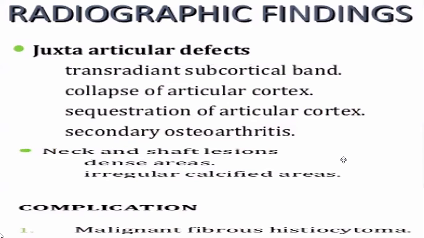So for radiographic findings: a juxta-articular defect, a subcortical band. You don't have to worry about that. What's important is that you have seen what osteonecrosis could look like.